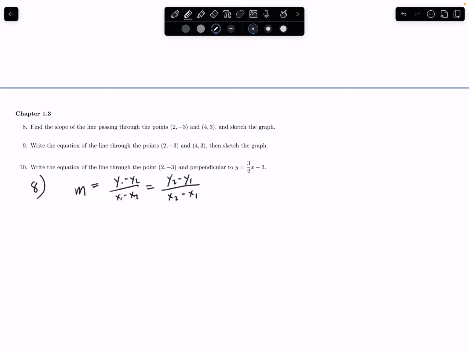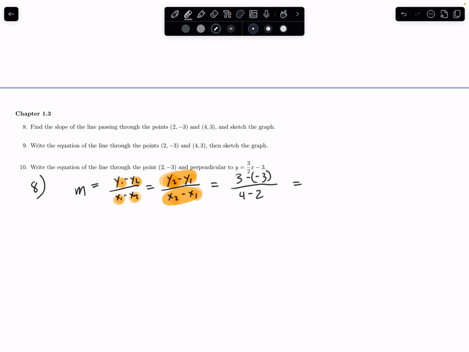Just remember that the order, you can pick y1 or y2 to be first as long as you're consistent with the bottoms. So it's y1, y2, x1, x2, or y2, y1, x2, x1. Okay, let's pick one. So I'm gonna do y2, x2, y2, and this will be y1, x1, y1. So I'm going to do 3 minus -3 on the top and 4 minus 2 on the bottom.